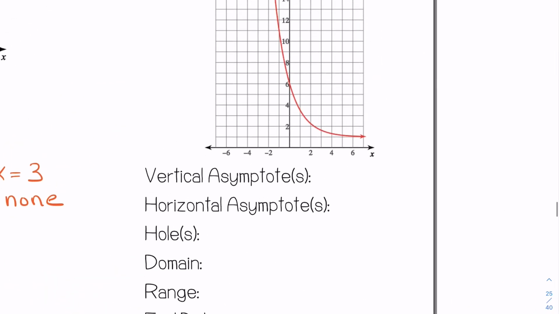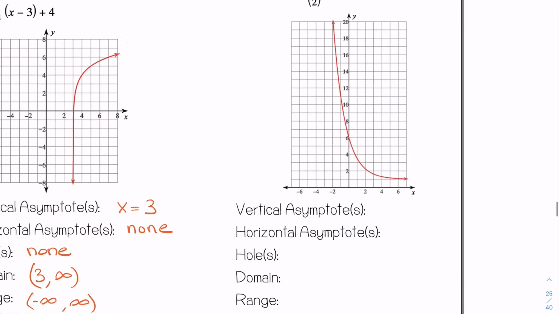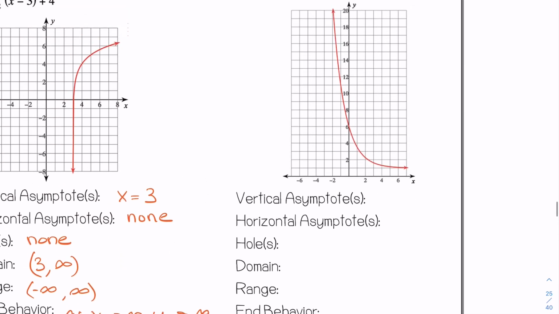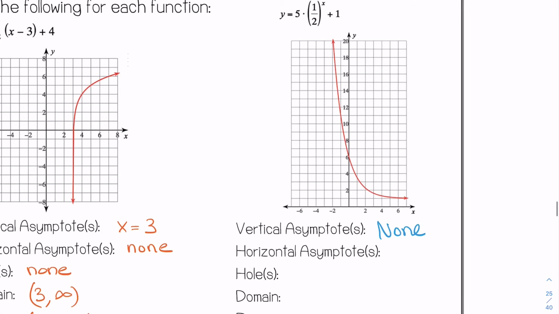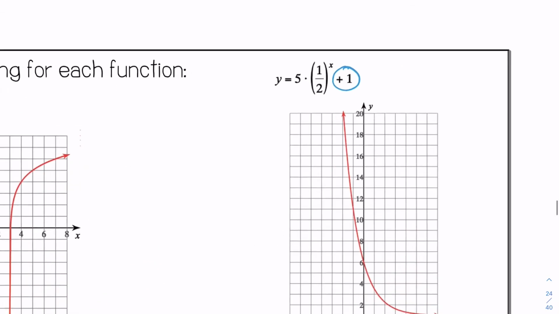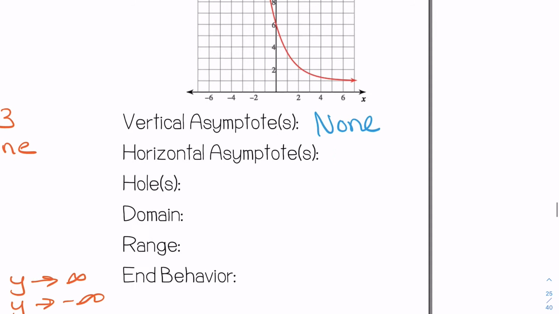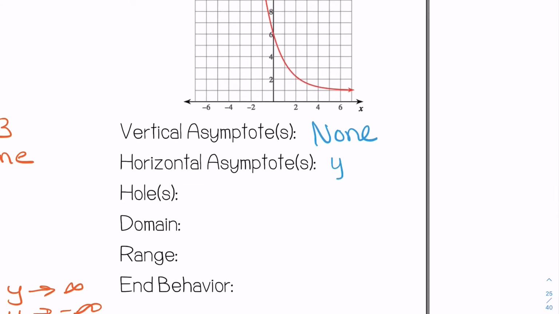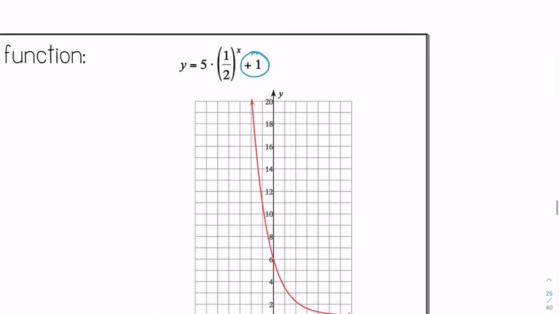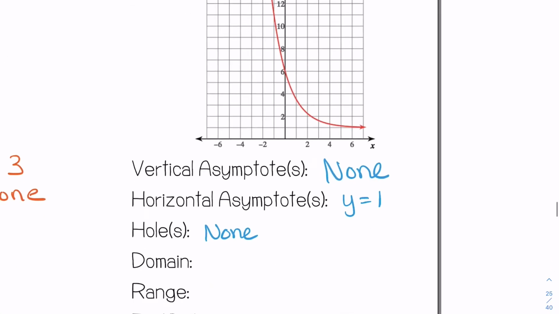All right, so for this one, the vertical asymptote, there doesn't appear to be one, right? So there is none for a vertical asymptote. Horizontal, it does look like the number 1, see, it's right there. See our vertical shift there, that +1. So our horizontal asymptote is y equals 1. There are no holes. There's nothing wrong with this function because there's no x in the denominator.